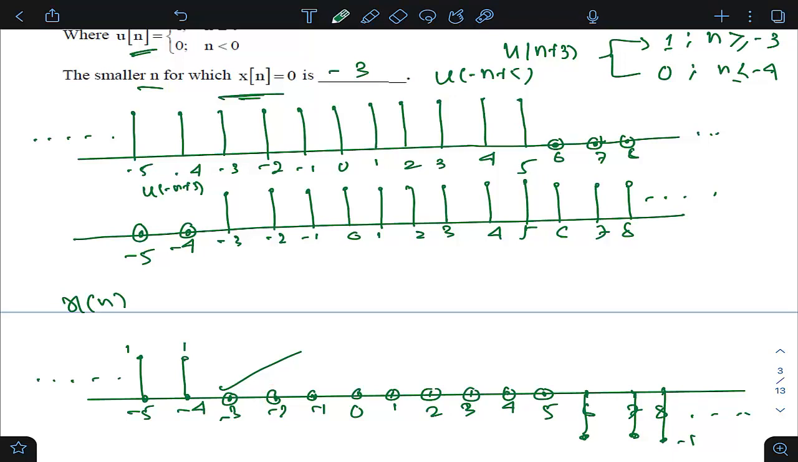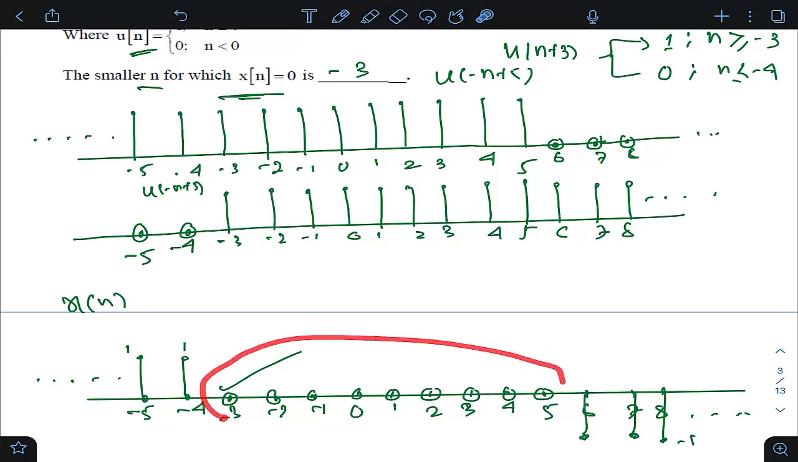Okay, so very simple. You draw the waveform u of minus n plus 5 and u of n plus 3, and by drawing the corresponding waveform, we can visualize the complete waveform. It is 1 from minus infinity to minus 4. It is 0 from minus 3 to 5. It is minus 1 from 6 to plus infinity.